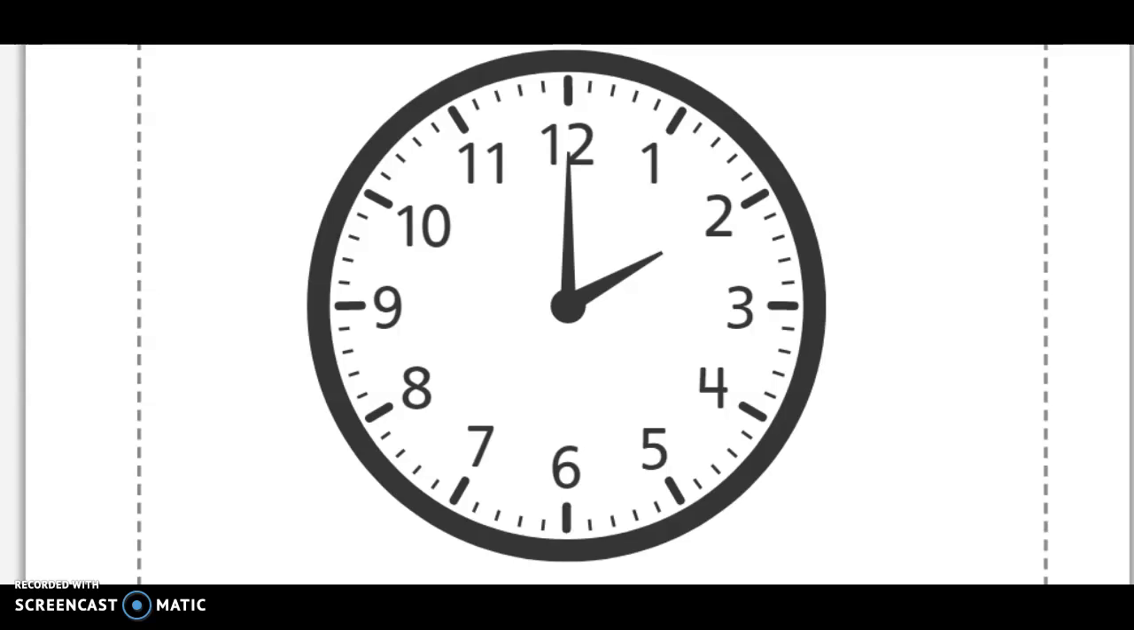Okay? So the little hand always points to the hour, and this clock that I'm showing right here, that's telling us that it is 2 o'clock. So the small hand points to 2, and the long hand is pointing right up to 12. Okay? So that's 2 o'clock. See that right there? 2 o'clock.